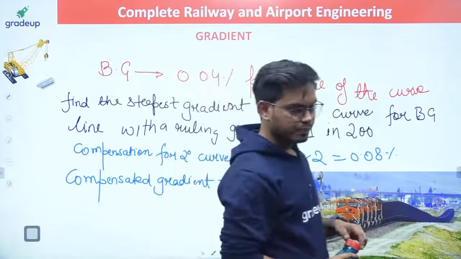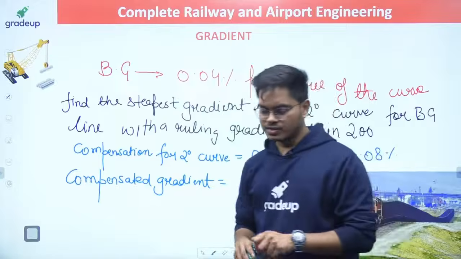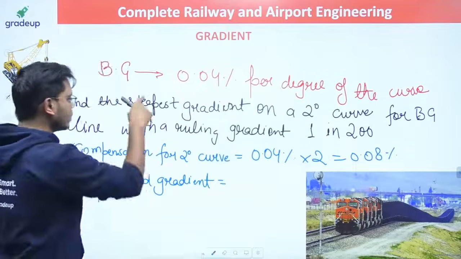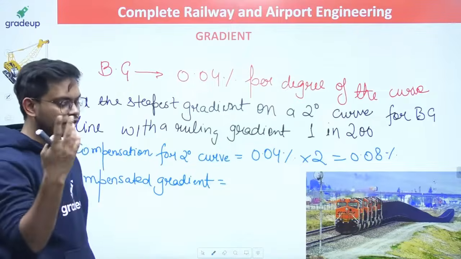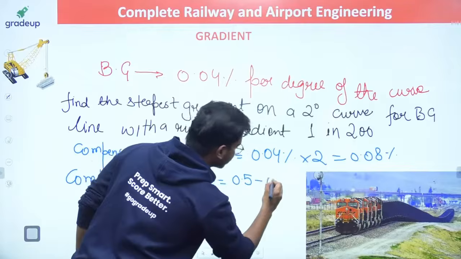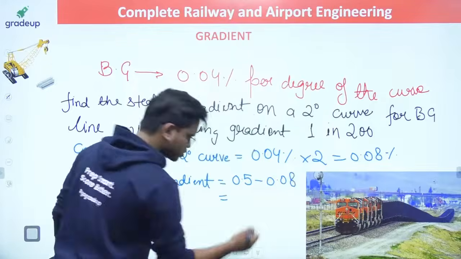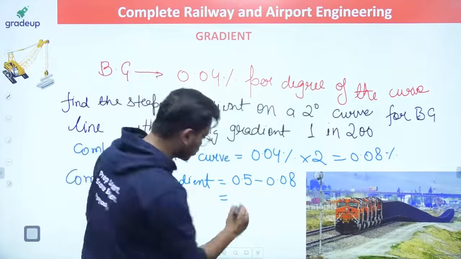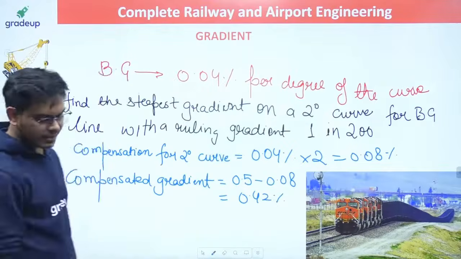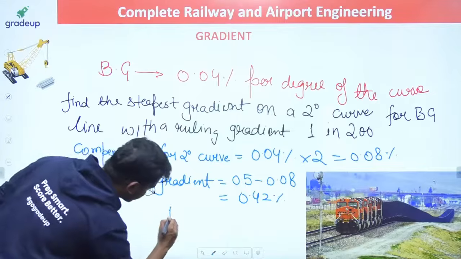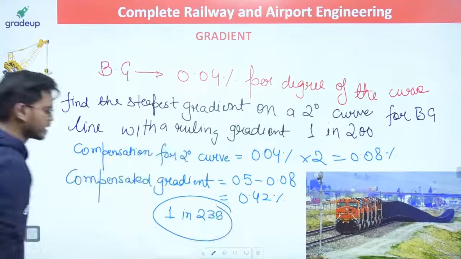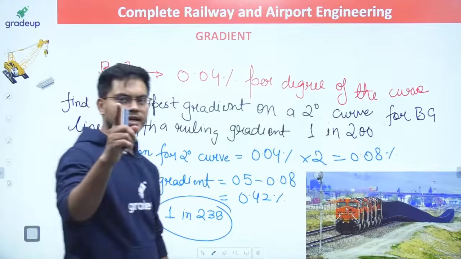Answer please. The compensated gradient will be, guys, 1 in 200 is nothing but it is 0.5%, right? So 0.5 minus 0.08, this should be 0.42%, and this is nothing but 1 in 238. This is the steepest gradient which I can provide. This is the answer. Clear hai?